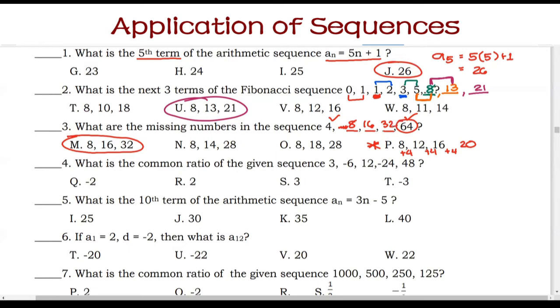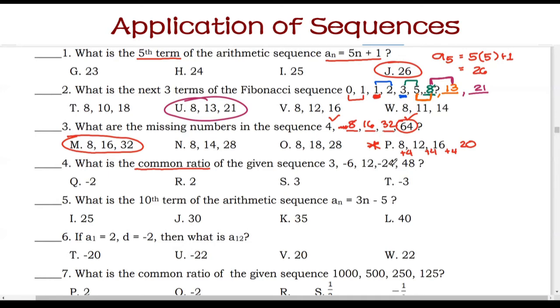Yeah? Okay. Let's now have number 4. So we're looking for the common ratio of the given sequence. Ano ba yung common ratio? Ang common ratio sa isang geometric sequence, yan yung number na minumultiply dun sa preceding term to get the next term. Parang ganito, ano yung imultiply ko sa 3 to get negative 6? Anong imumultiply ko sa negative 6 to get positive 12? Okay, and so on. Okay?